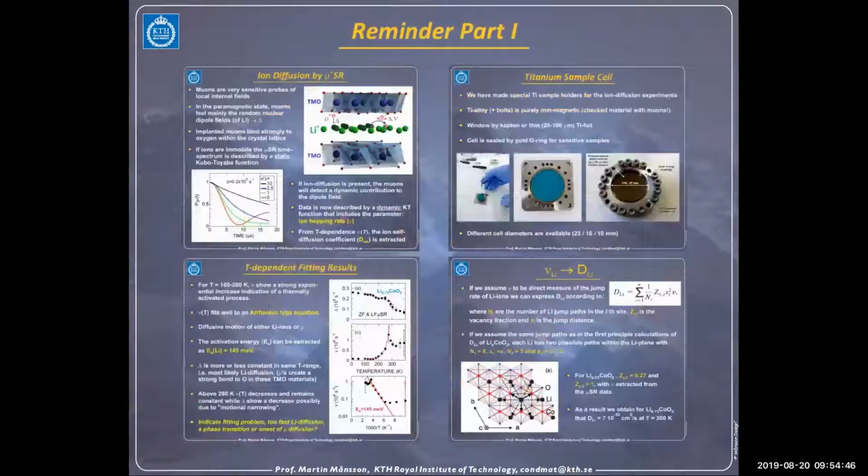So, a quick recap from yesterday. This is what we want to do, right? We implant the muon, we see how the lithium or whatever ion is moving, and we see this as a dynamic change in the field distribution. Those were all our setup rules and tips. Then we do a temperature-dependent measurement of the field fluctuation rate, or what we call the ion hopping rate, and we can fit this to get activation energies and so on. And if we know the hopping paths in your material, you can also calculate the diffusion coefficient from this. This was from yesterday.